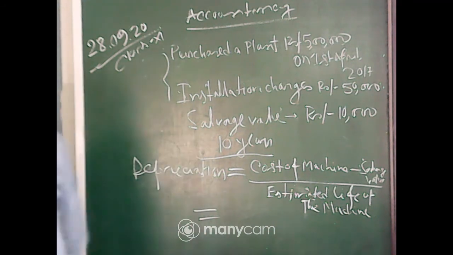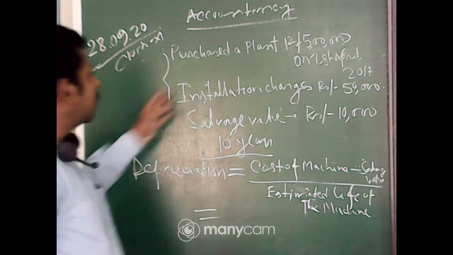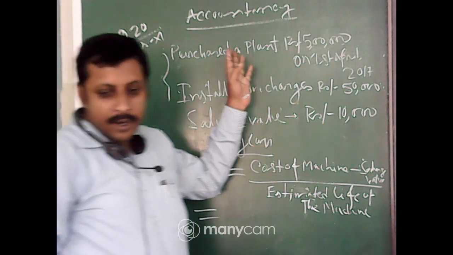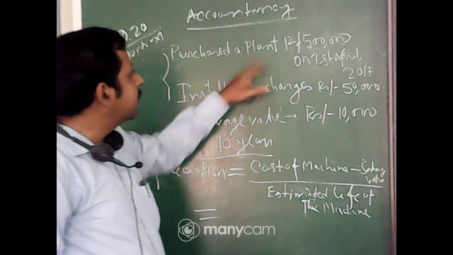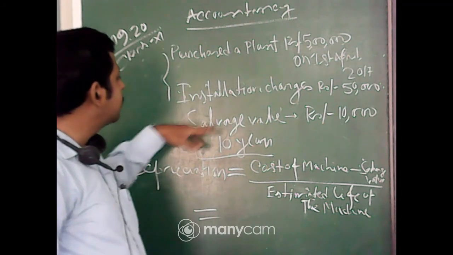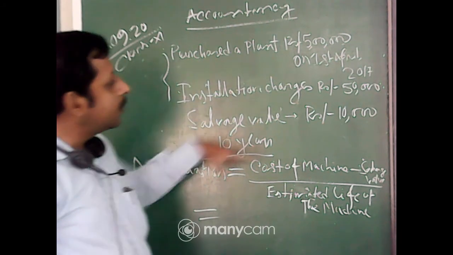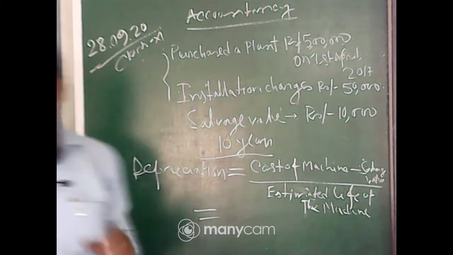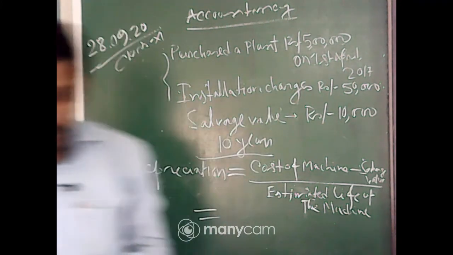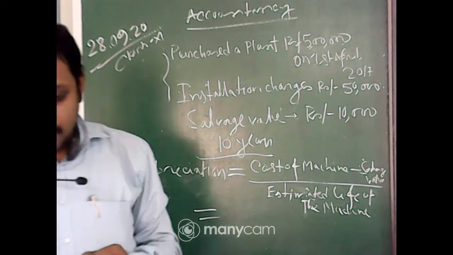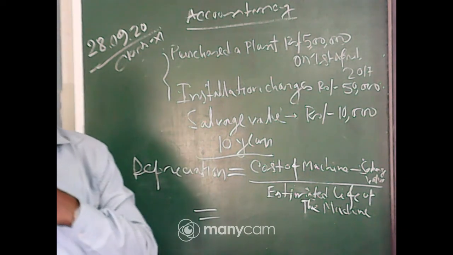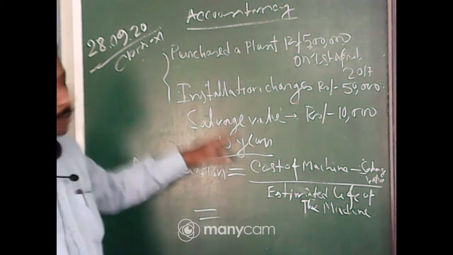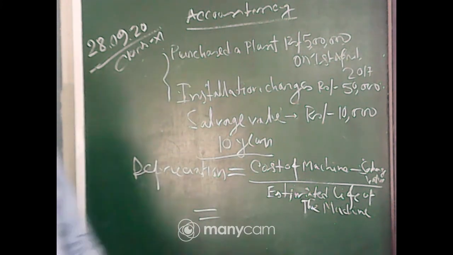You haven't purchased any book. Okay, that's not a problem. I have already written on your board the purchase price of the plant, the installation and the salvage value. From here, you just tell me what is the cost of the machine in this case. I have written all the information on the board.